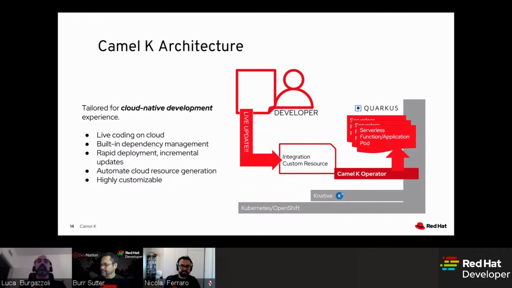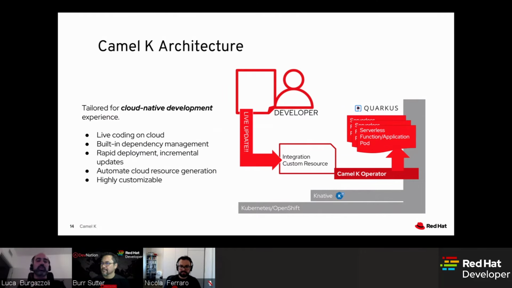So in terms of architecture, the heavy work is done by the Camel K operator, which you need to install in your cluster. And the operator is in charge of doing a little bit of all the magic. So it's able to understand your integration code and is able to create everything that is needed in order to run your application, including generating all the Kubernetes resources that you might require.